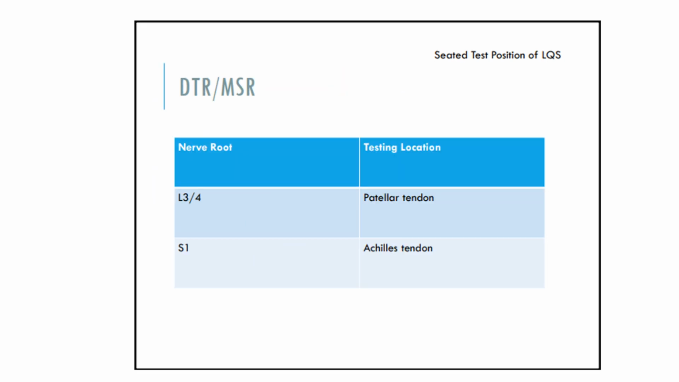The two muscle stretch reflexes, or deep tendon reflexes, we'll be most concerned about with respect to the lumbar spine are the patellar tendon reflex and the Achilles tendon reflex. The patellar tendon reflex is associated with the L3-4 nerve roots, and the S1 nerve root is associated with the Achilles tendon reflex. Remember that when we're dealing with reflexes, we're looking to grade them as hyper, hypo, or normal, and we're always going to use bilateral comparison as well.